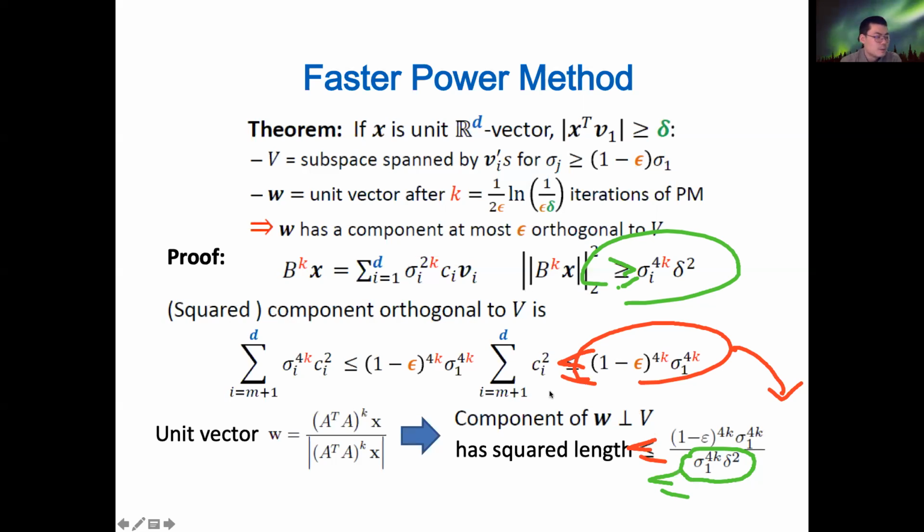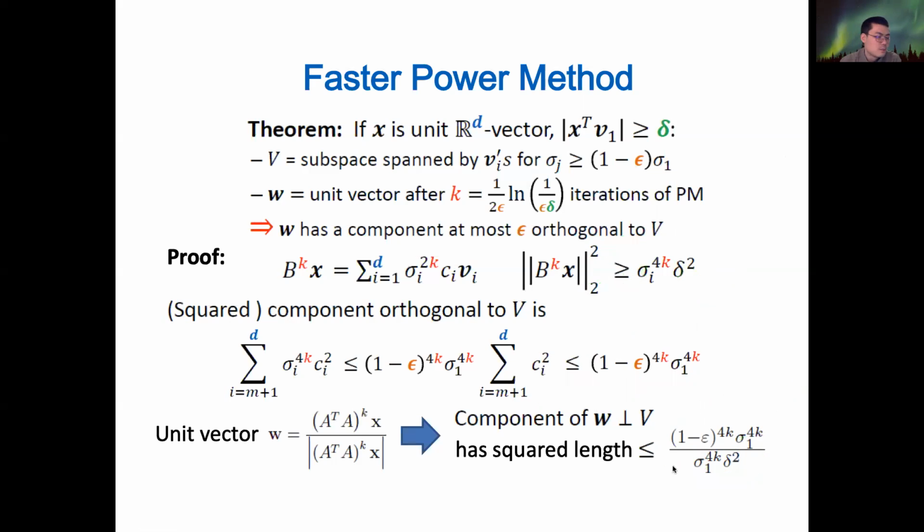So simply, you make this larger. Of course, it's an upper bound. Now you make this smaller, but you are dividing by a smaller value, so you make it even larger. So we can get this conclusion that the squared length is less than or equal to.